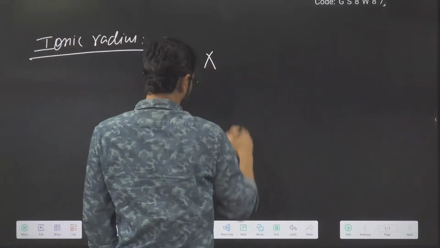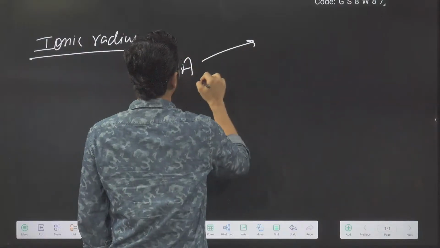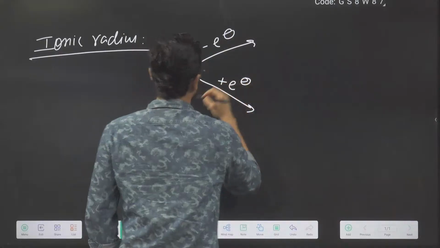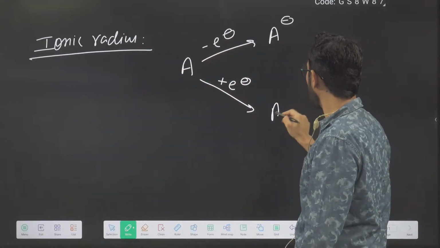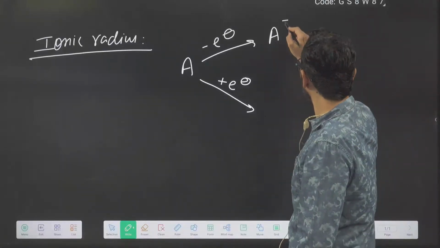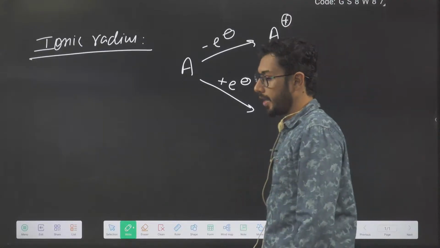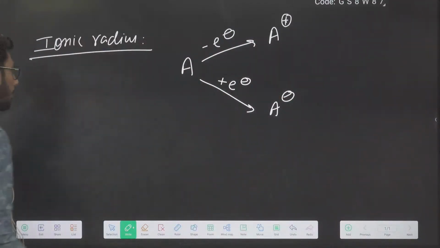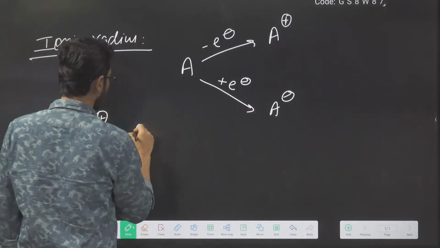In ionic radius, suppose any atom is there, A. Loss of electron is there and gain of electron is there. It becomes A plus, it becomes A minus. Opposite I have written. Loss of electron, A plus, and here A minus. Take. So we can compare their radius. They are derived from the same element or same atom.